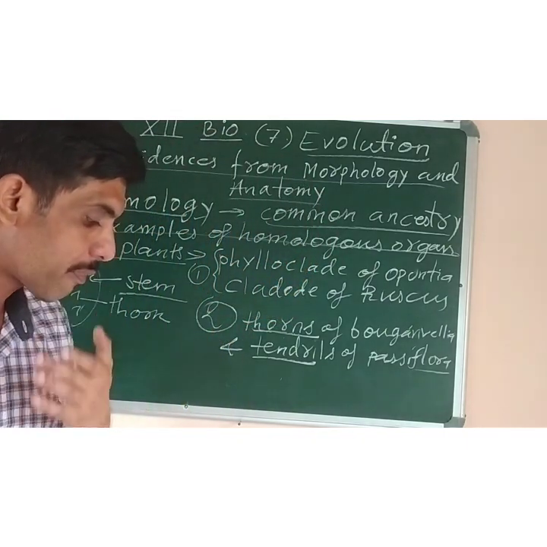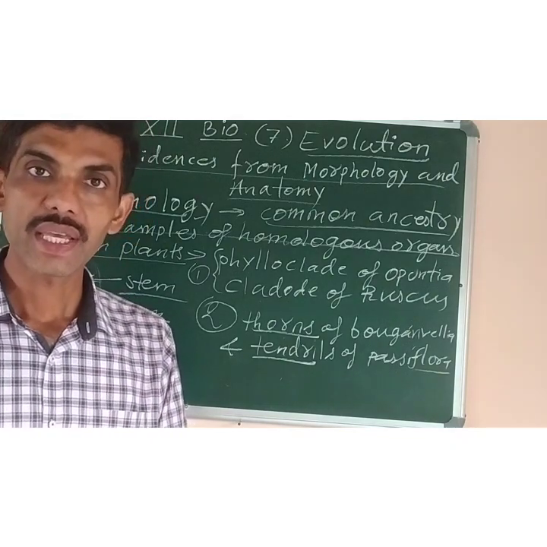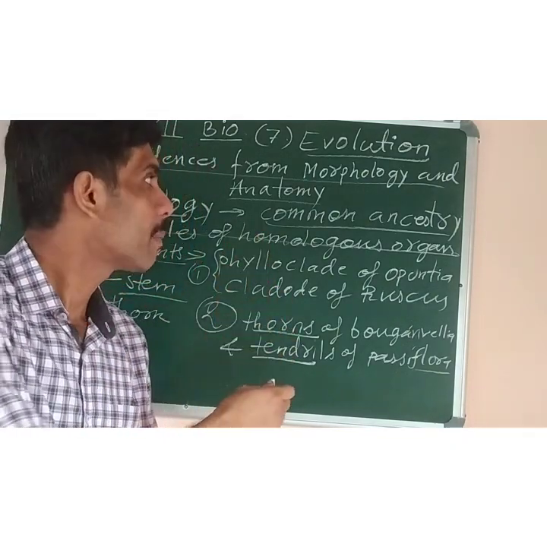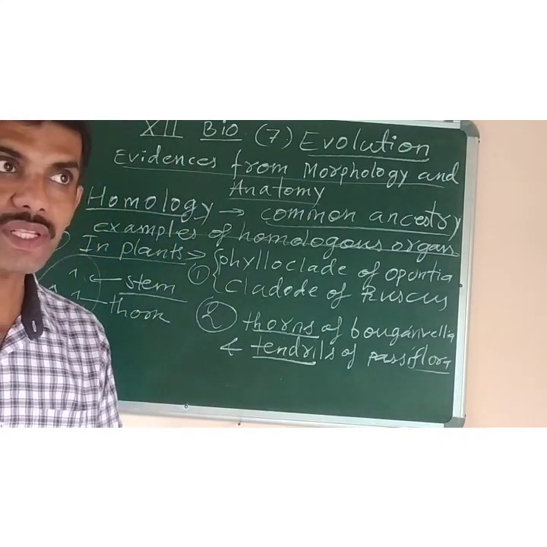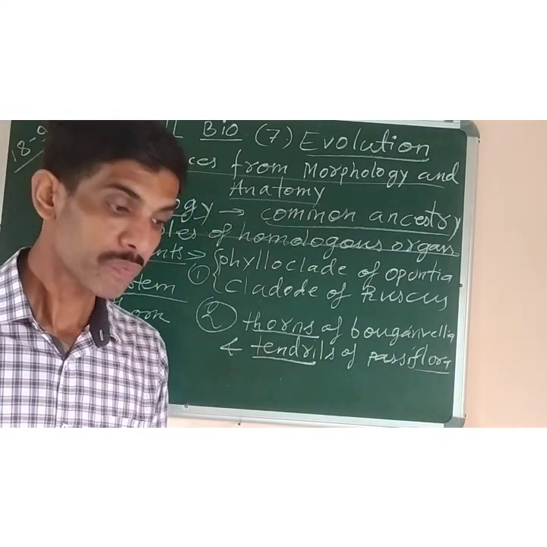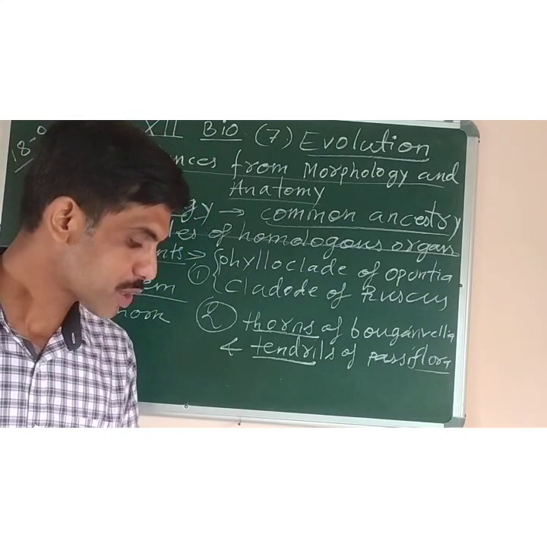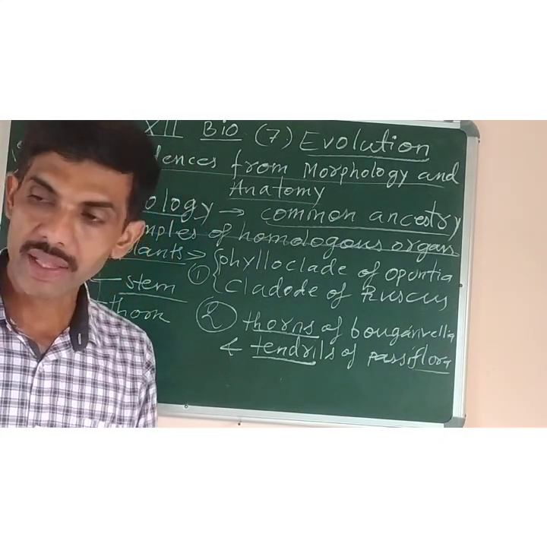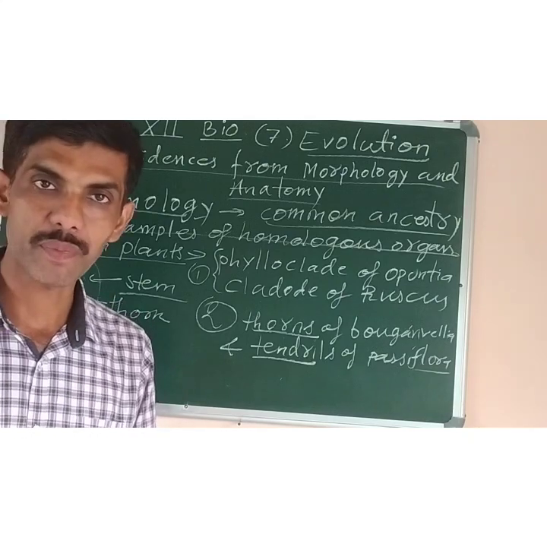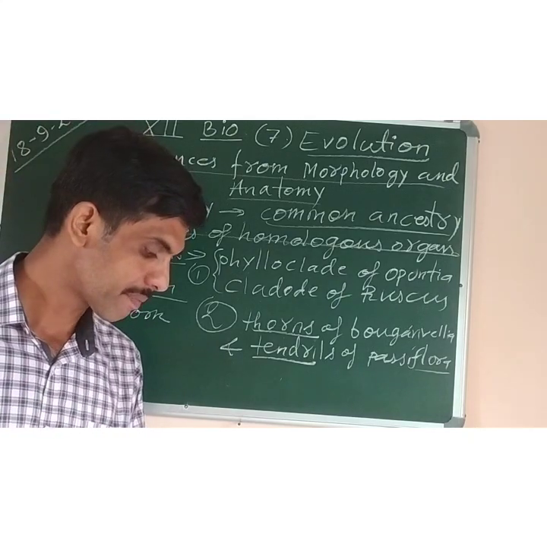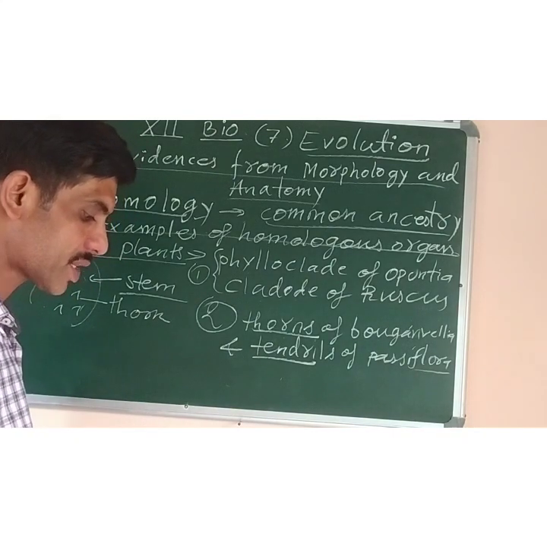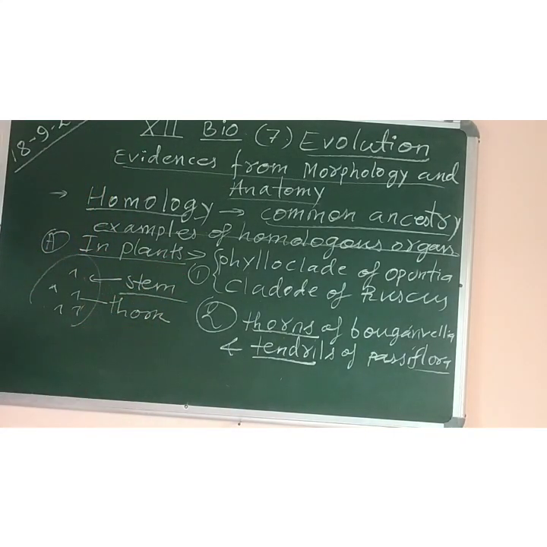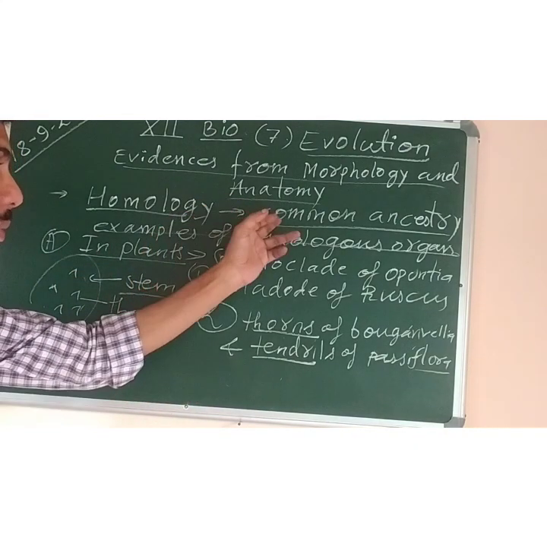Now next, the phenomenon of homology is seen not only in the morphology but in the anatomy also. If you study the molecular structure, you will find that the proteins present in the blood of man and the proteins present in the apes like monkeys are similar. So homology is based on divergent evolution. Now next, what is analogy? The first one is completed, homology. Homology means common ancestry, it shows common ancestry.